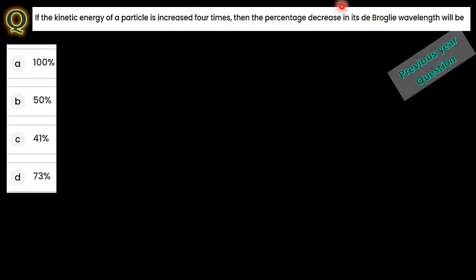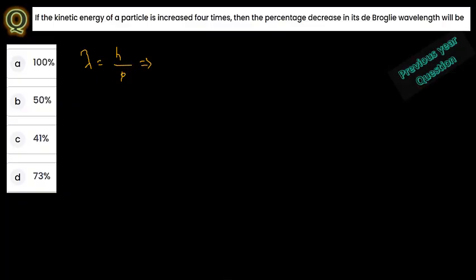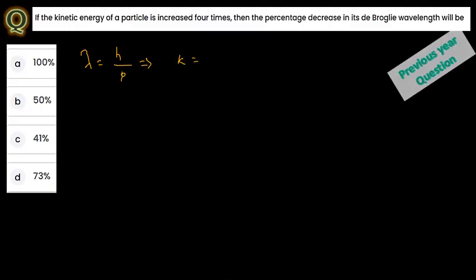De Broglie wavelength lambda and kinetic energy are inversely related. As kinetic energy increases, de Broglie wavelength decreases. According to de Broglie, lambda is equal to h divided by p. Now how can we relate wavelength and kinetic energy? Kinetic energy K is equal to 1 by 2 m v square. I multiply by m over m.